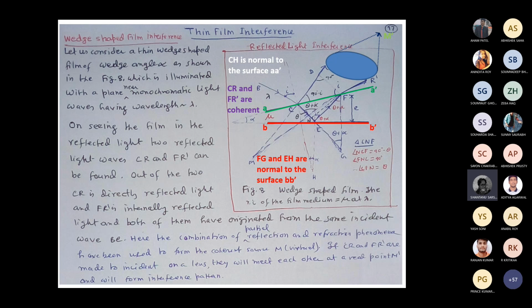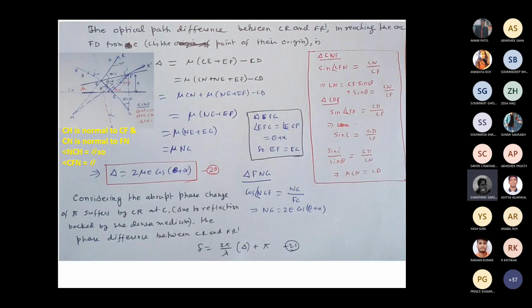This is the angle of refraction. This is the reflected ray CE. So this angle is theta. Therefore, CFN also will be theta. So we got CN is equal to CF sine theta.